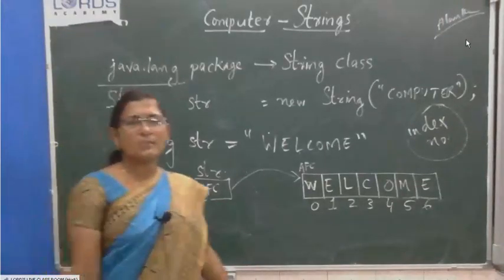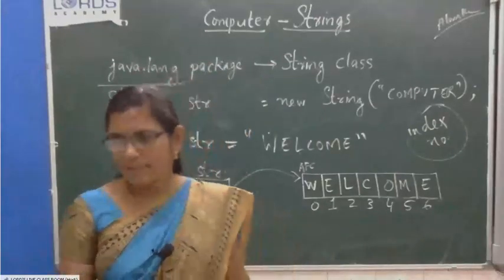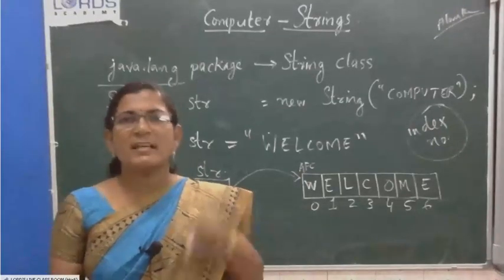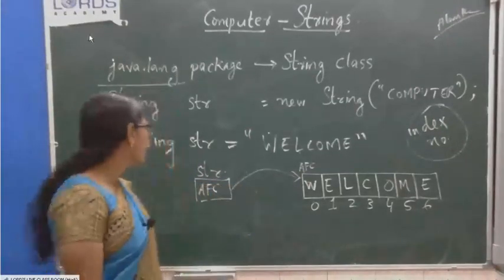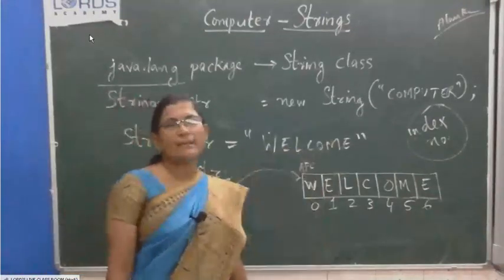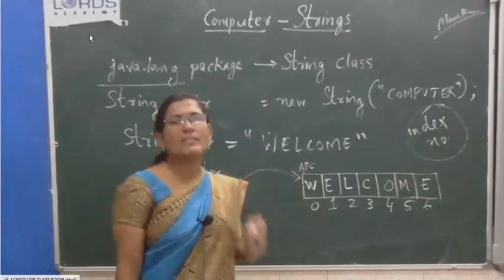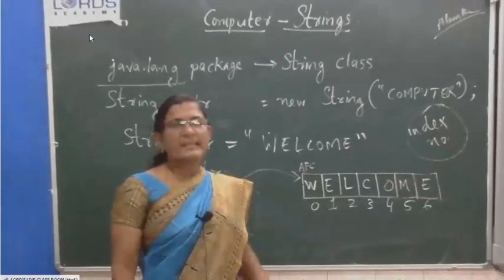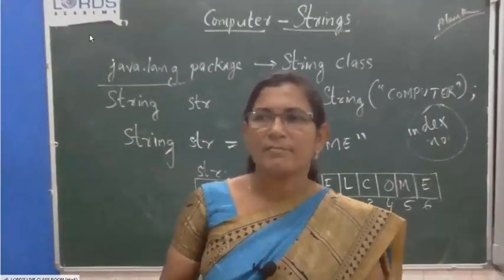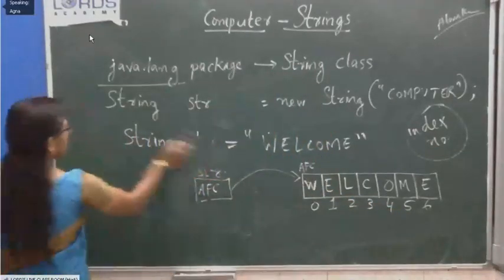Is it clear? This much, is it clear? Agna Rose? Agna, is it clear how to create a string through an assignment statement? String data type, variable name equal to, directly you are giving the string. In this way you can store a string constant in the memory. Next method is, Agna, are you there? Did you understand? Yes. Okay.